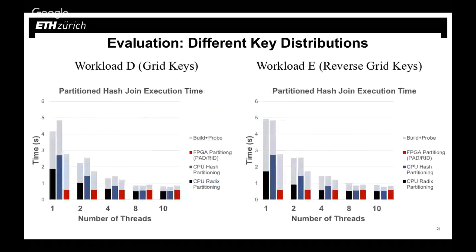Now let's take a look at workloads D and E, which have again equally sized tables. And now we have this grid and reverse grid distributions. For these distributions, we know that radix partitioning does not achieve uniform partitions. And this shows itself in the build and probe performance. For workload D, it's 11% slower, and for workload E it's 35% slower. Thus, we can see the benefit of using a robust hash function, which the FPGA can do without any performance reduction.